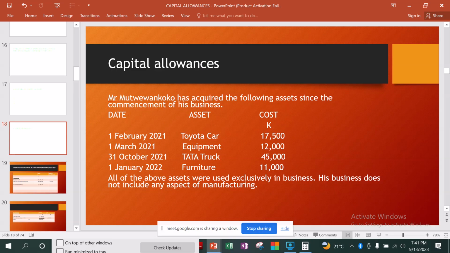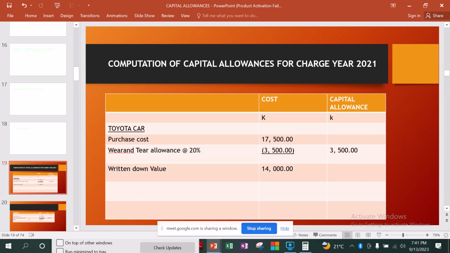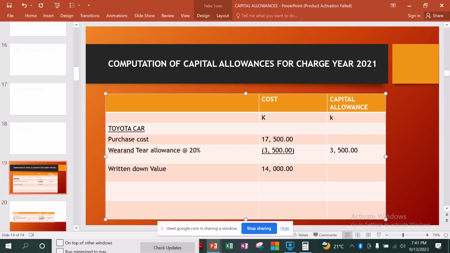Okay, so now comes 2022. As we go to 2022, remember we still have these assets with us, so we still have to calculate. They have entered 2022, so we have to still deal with them. So we start with the motor car. Now we are dealing with which period? Charge year 2022.